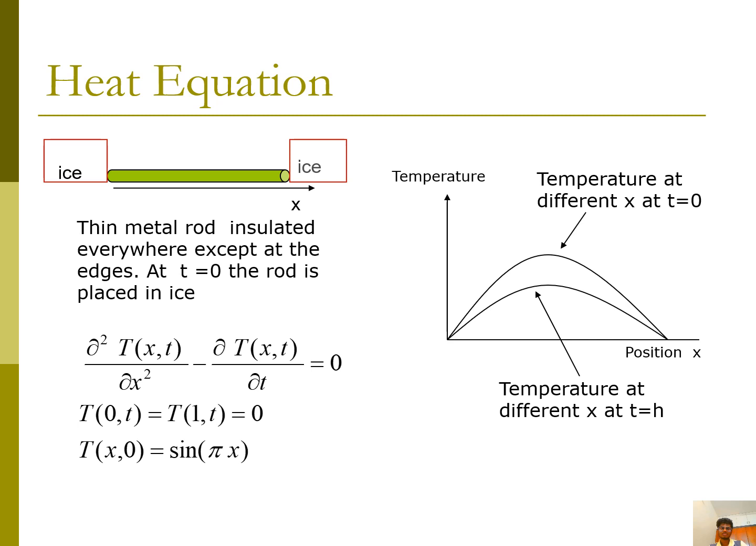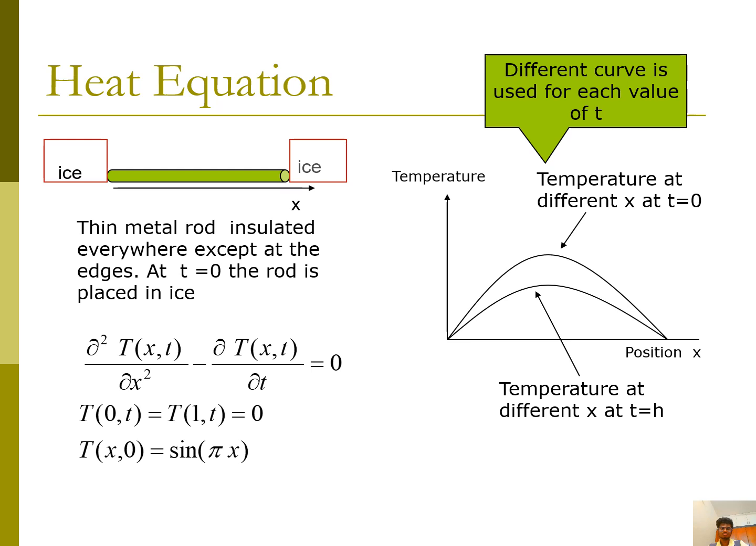Heat equation. A thin metal rod is insulated everywhere except at the edges. At t equal to 0, the rod is placed in ice. ∂²T(x,t)/∂x² - ∂T(x,t)/∂t = 0, where T(0,t) = T(1,t) = 0, and T(x,0) = sin πx.